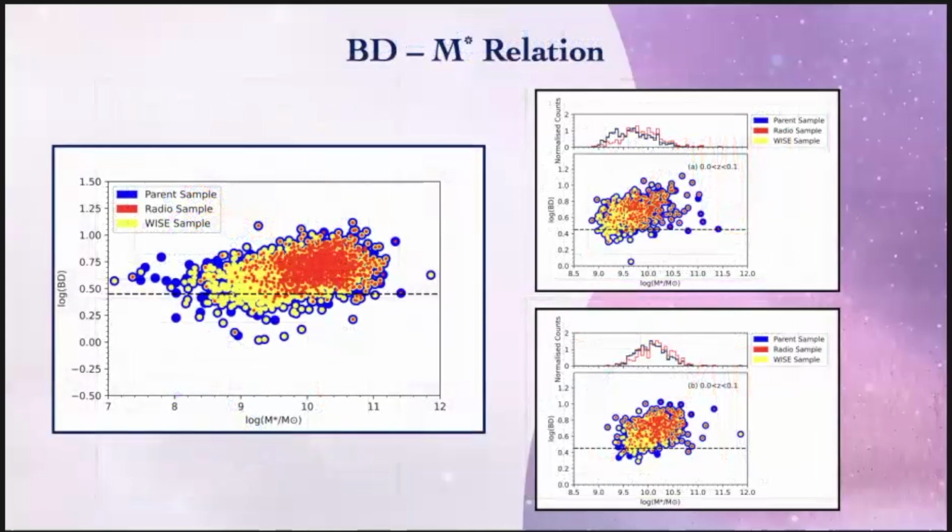We also plotted Balmer decrement as a function of stellar mass. And over here, we can see that at the higher mass end, we are picking up all the galaxies, in radio and WISE, as well as for the optical parent samples. But as we go to the lower mass end, we start losing the radio detected sources. And those radio detected galaxies have higher Balmer decrement compared to their optical parent sample.